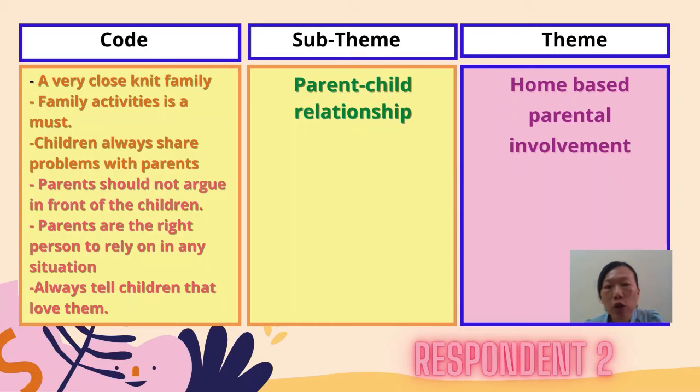For the second respondent, she has a very strong parent-child relationship. They are a very close-knit family. For them, family activity is a must. When the children have problems, they will always share with her. And she will never argue with her husband in front of the children. She instills in her children that parents are the right people to rely on in any situation. When they have any problem, they should always come to the parents. And lastly, she always tells her children that she loves them.